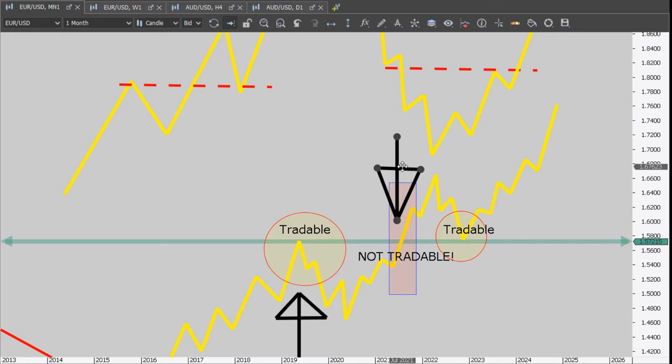What do you think? Miguel, George, Annie, Victor, Max, Muhammad, Mikhail, if you are there. Why do you think the quadrant is not tradable? MJ, why do you think it's not tradable, the quadrant? And there is no right or wrong, right?